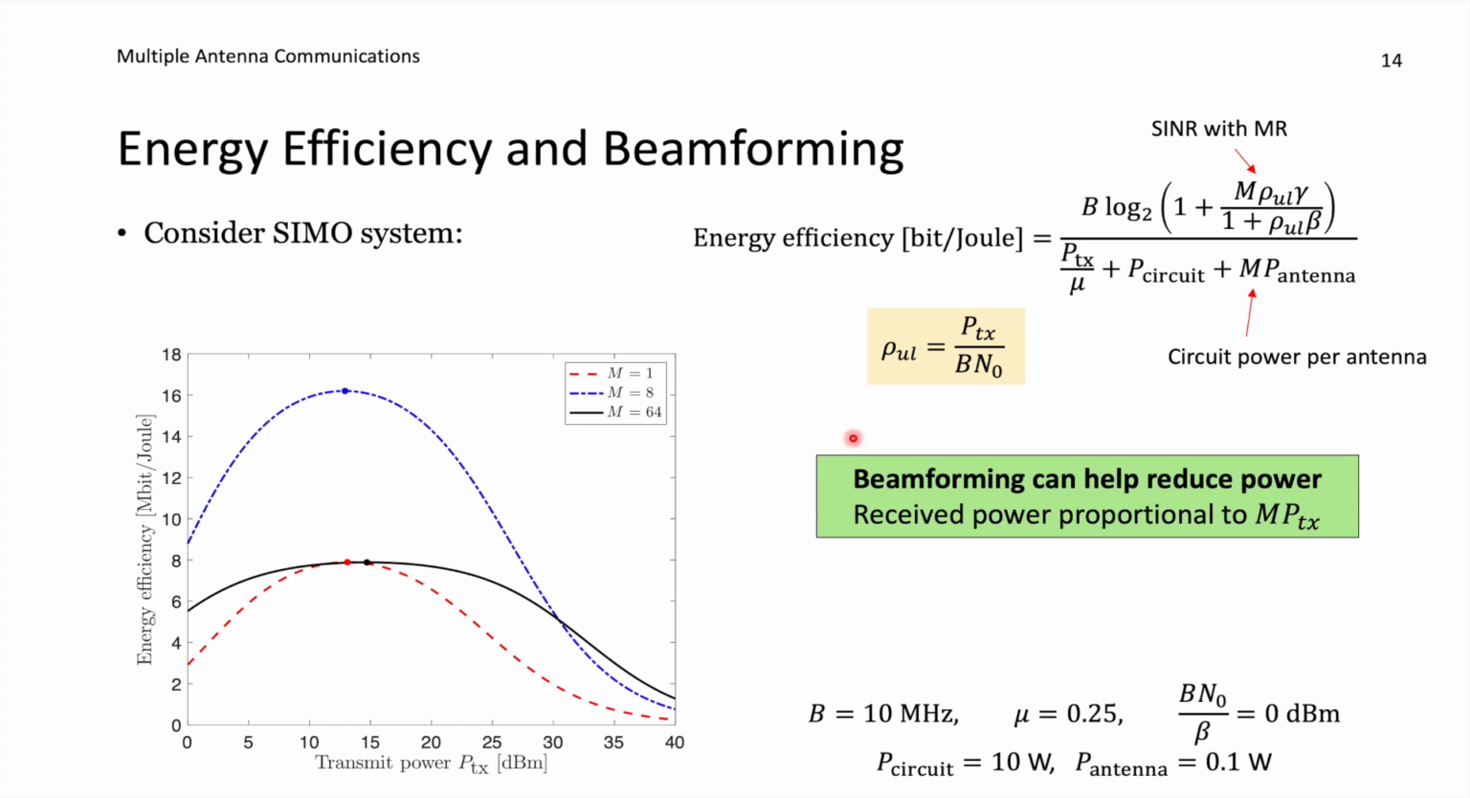So the conclusion is that the beamforming gain can help us to reduce the power that we need in order to deliver a certain data rate, or we can get a substantially higher data rate without having to increase the energy consumption very much, as long as this term here, that is scaling with number of antennas, is rather small compared to the other terms. And this is really because the received power is what matters, and the received power is proportional to the number of antennas multiplied with the transmit power.